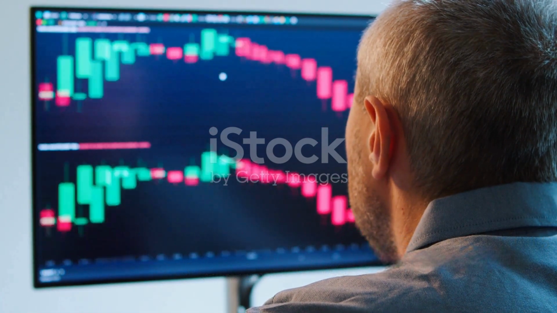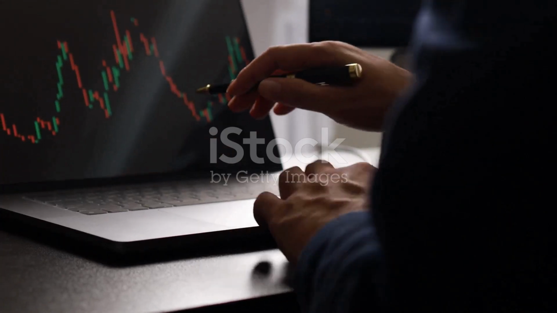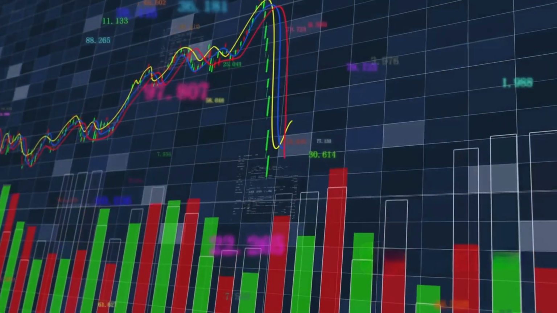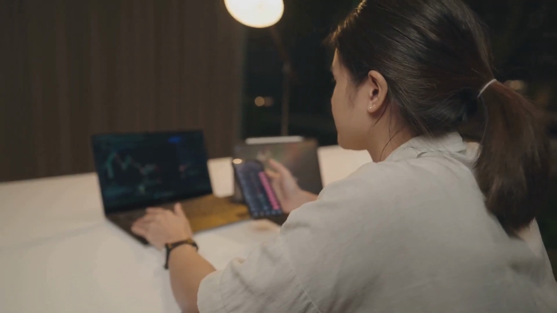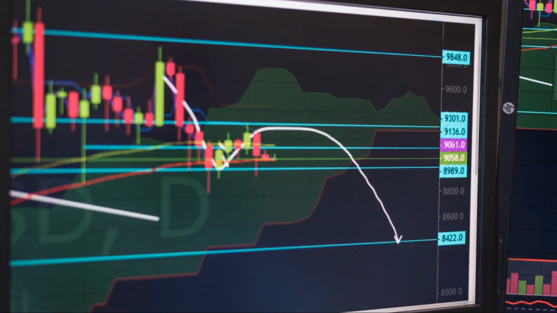Alright guys, if you're not mastering support and resistance levels, you're essentially trading blindfolded. Have you ever jumped into a trade thinking it's a sure thing, only to watch the price hit an invisible wall and reverse? Or maybe you've seen a stock tanking, sold in a panic, and then bam, it bounces right back up from a level you just didn't see?